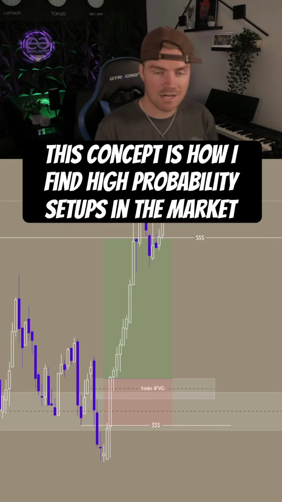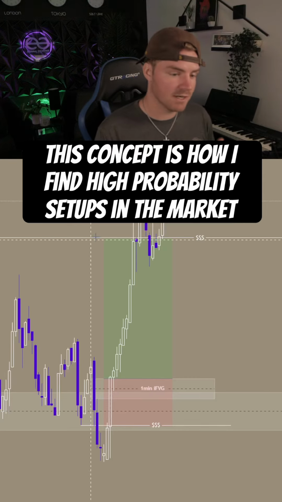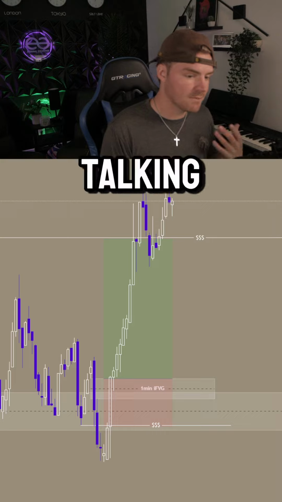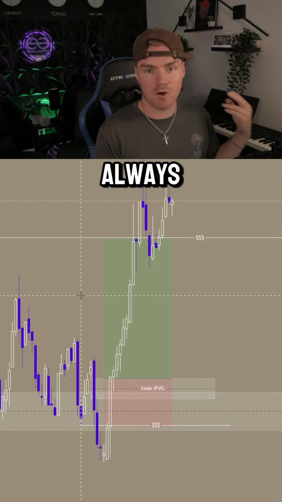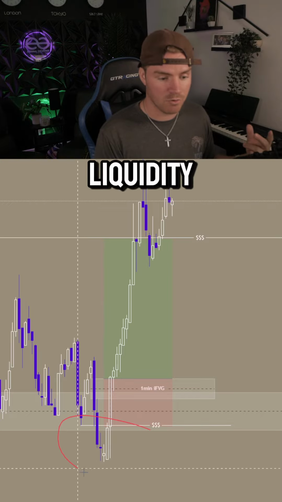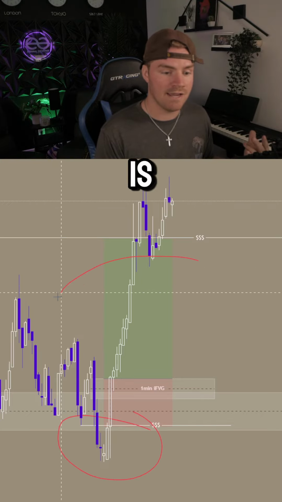The way I'm able to find high probability setups in the market is because of this concept. And the concept I'm talking about is liquidity and imbalances. What most traders don't realize is price is always trying to do one of two things: sweep liquidity or rebalance an area that is imbalanced.